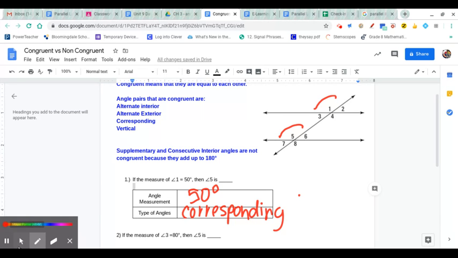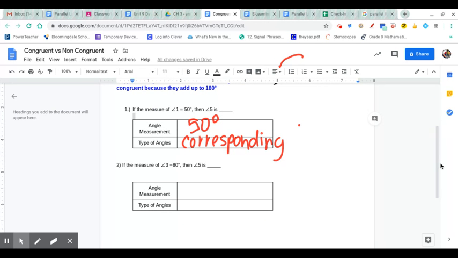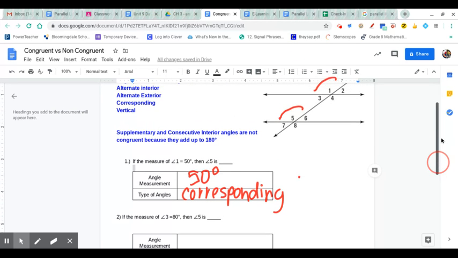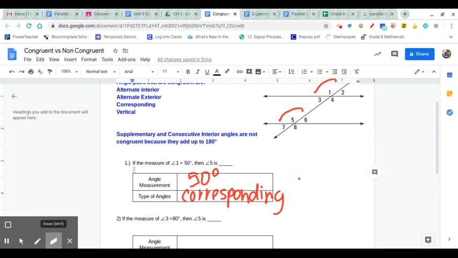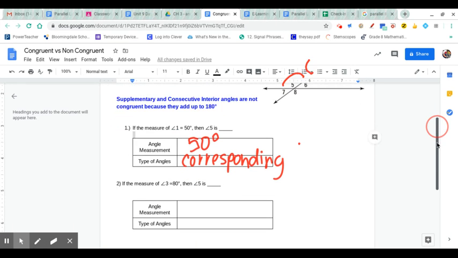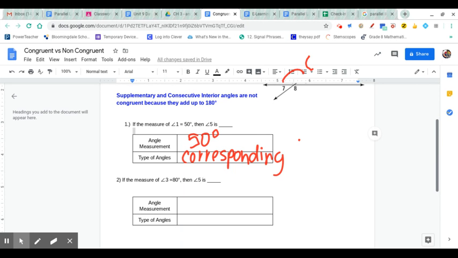Now, something else to point out is that for the next one, it says, if the measure of angle 3 equals 80, then angle 5 is, so we have to find 3 and 5. Now here, I'm going to erase what I have. Okay, so I have 3 and 5. I have to identify which angle that is. So I know that they are going to be consecutive interior, so they're on the same side. So I'm going to write consecutive right here.